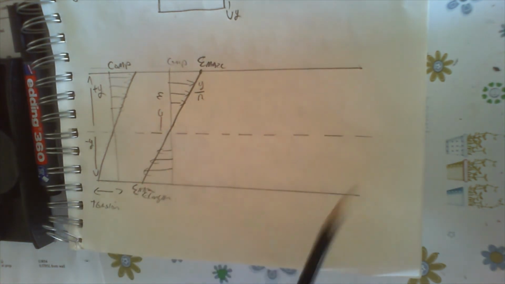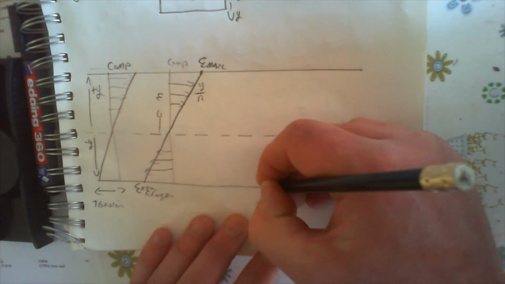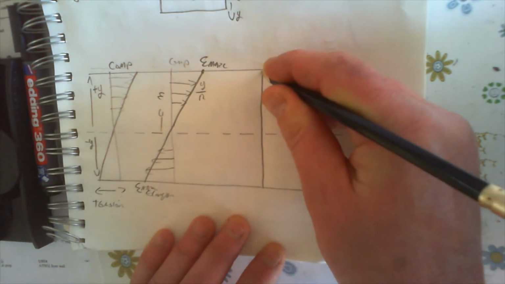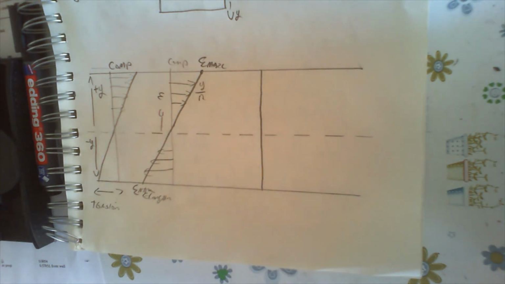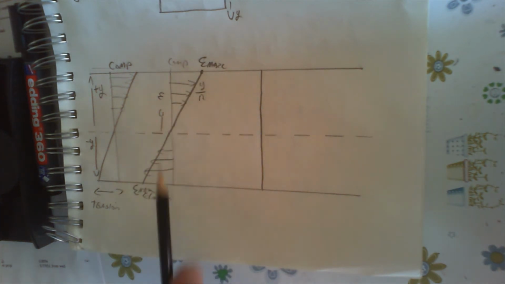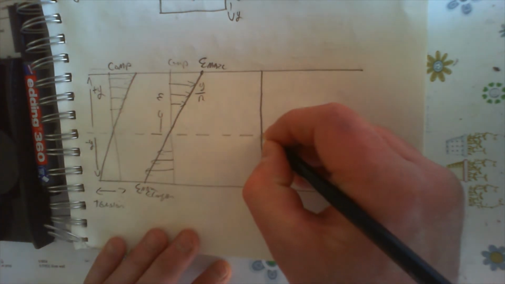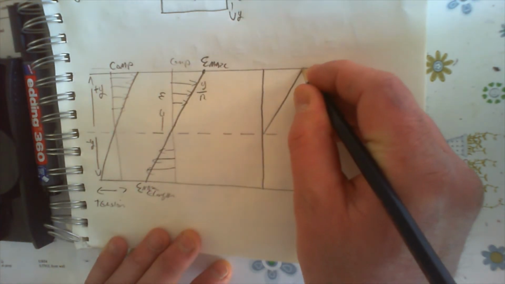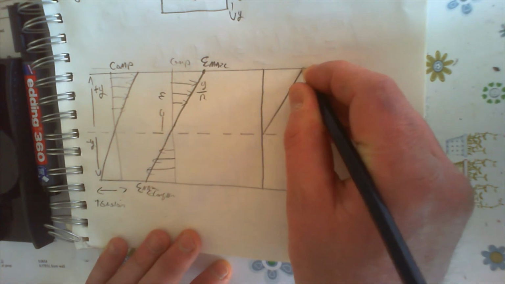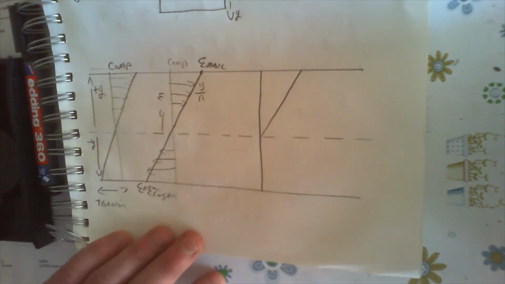Now if we were to draw our wee line here, and if we were to multiply this by Young's modulus, what it will give us is the stress. Wait a second.